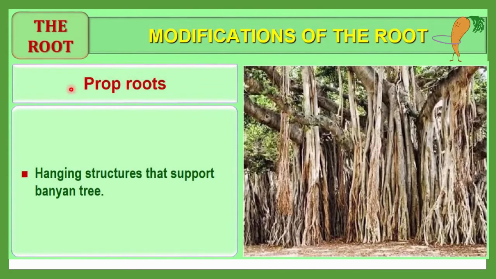The next modification is prop roots, which are for support. You can observe here the banyan tree, and this hanging structure is also a type of adventitious root, because these hanging structures are formed from the stem system, not from the radicle. That's why they are called adventitious roots. The hanging structures support the banyan tree, and they are called prop roots.